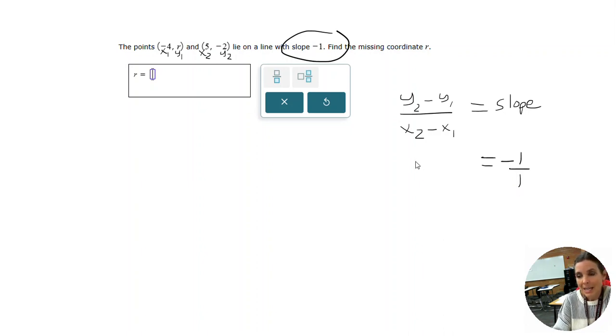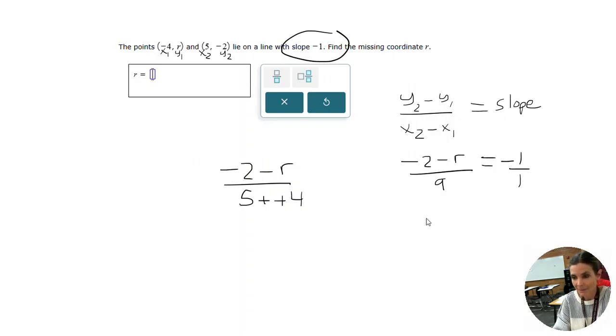Okay, and now we're going to have y of our second minus y of our first over x of our second minus x of our first. So we end up getting a negative 2 minus r over 9. And now we're going to just cross multiply. Okay, so 1 times negative 2 minus r is just negative 2 minus r. And 9 times negative 1 is negative 9.